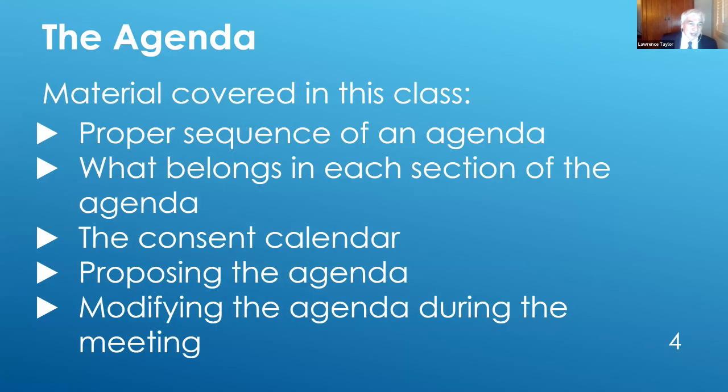So the material we're going to cover in this class: we're going to talk about the proper sequence of an agenda as recommended by Robert's Rules of Order, and what you can do if you don't like the proposed sequence. We'll talk about what belongs in each section of the agenda. We'll talk about the consent calendar and why that is useful and how it can be abused. We'll talk about how the agenda is proposed, and then how the agenda can be modified during the meeting.